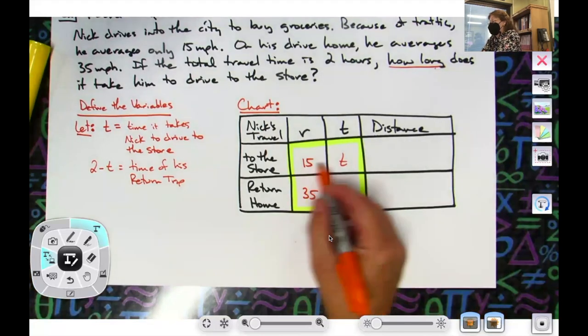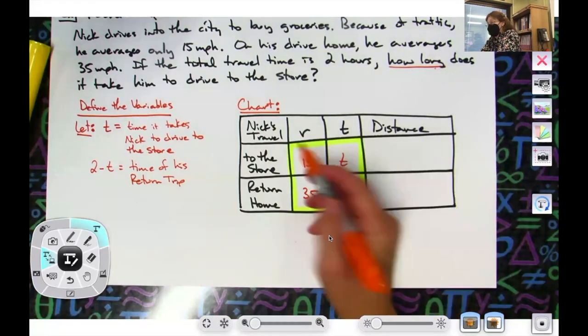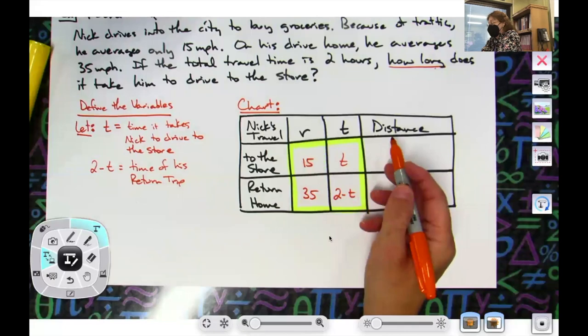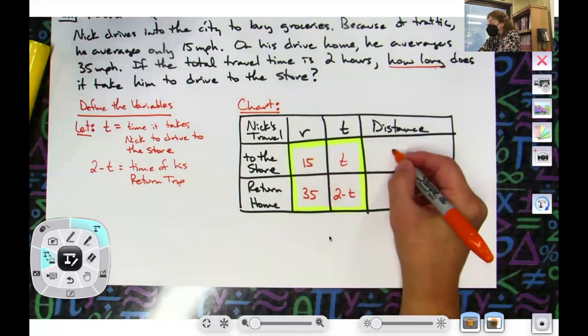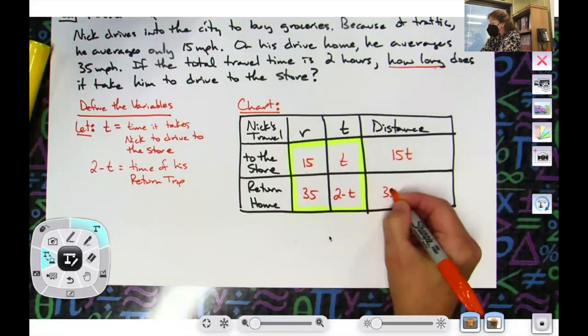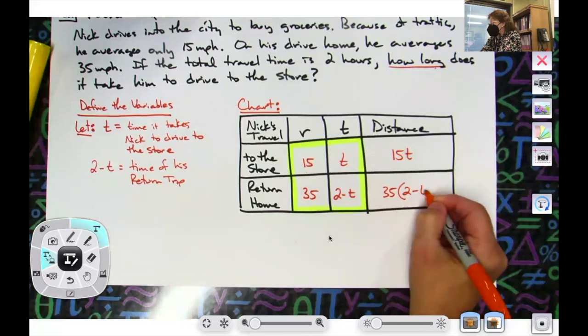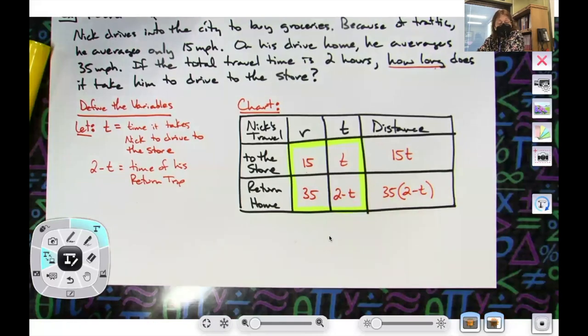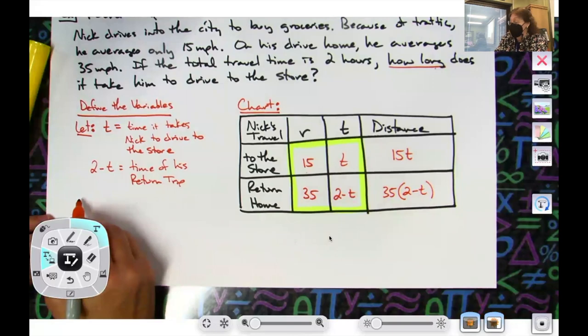You're going to multiply straight across because rate times time equals distance. So I'm going to go 15 times T, which is just 15T. I'm going to do the 35 times the binomial 2 minus T. All right, now we've got to write the equation and solve. So I'm going to come over here. I'm going to try to get this all on one piece of paper. I'm going to write the equation.